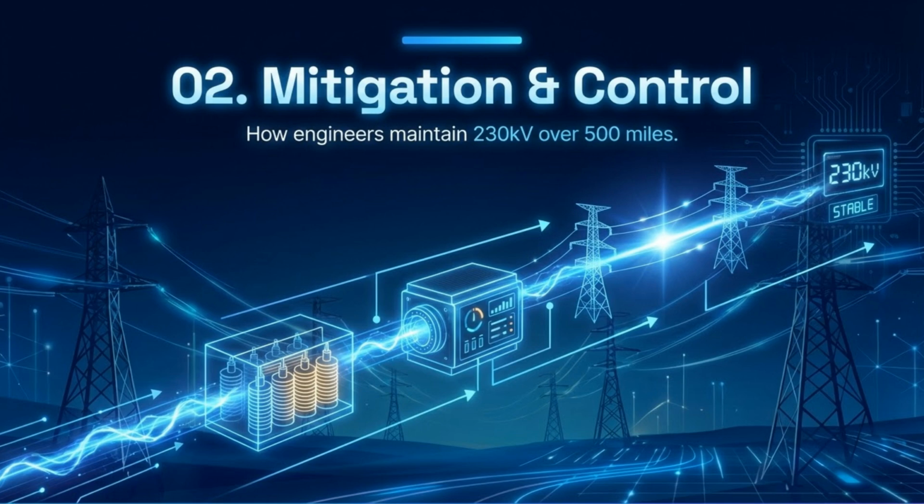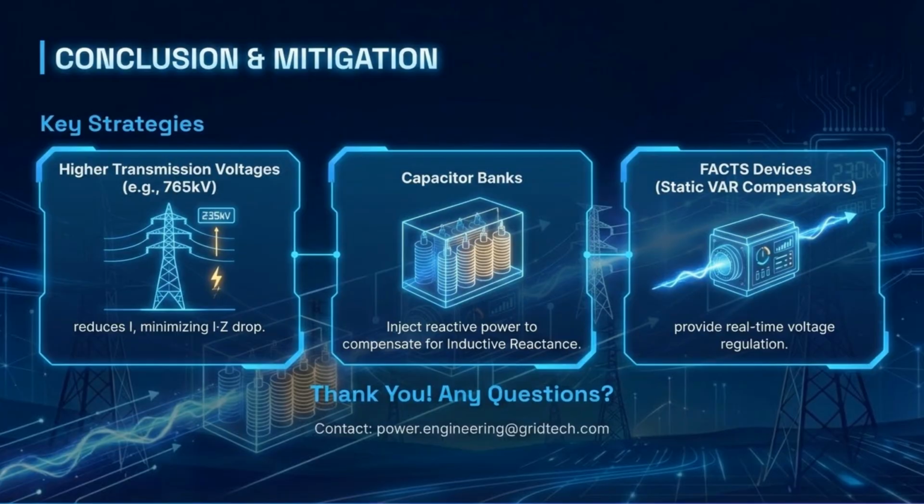Next, we explore mitigation and control strategies. Engineers use various techniques to maintain stable high-voltage power over hundreds of miles. Key strategies include using higher transmission voltages to minimize IZ drop, deploying capacitor banks to compensate for inductive reactance, and utilizing FACTS devices for real-time voltage regulation.